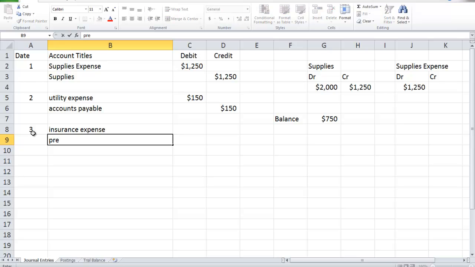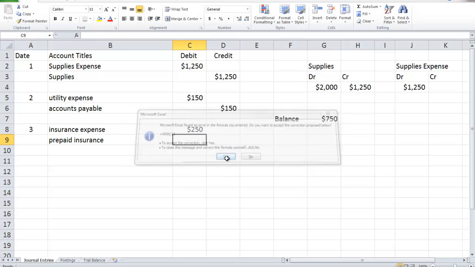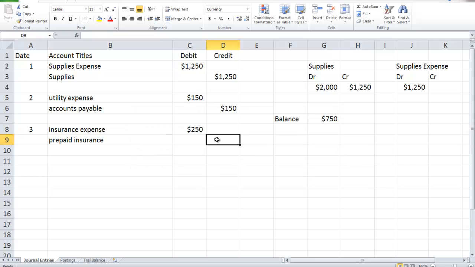So we want to debit insurance expense and credit prepaid insurance. Again, they started this out for $3,000, and we want to take 1 month, so 1/12 worth of insurance. So just divide by 12. And so now my insurance for the month is $250. That is the amount of insurance that expires.